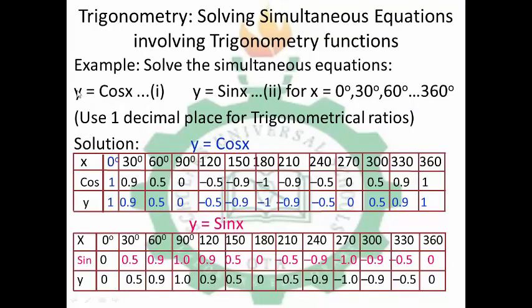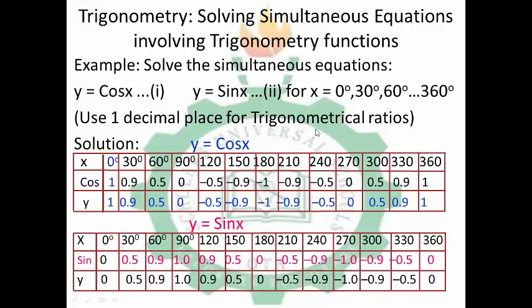In this example, we have equation 1 as y equals cos x and equation 2 as y equals sine x, where x ranges from 0 to 360 degrees at 30 degree intervals. That is 0 degrees, 30 degrees, 60 degrees, up to 360 degrees. And we have been instructed to use one decimal place for all trigonometrical ratios.